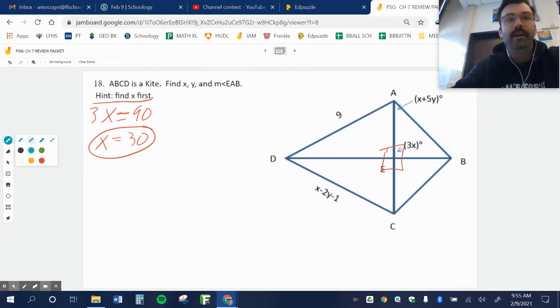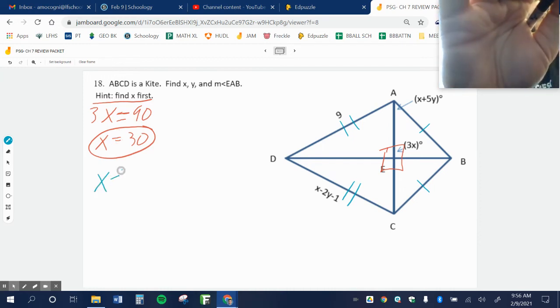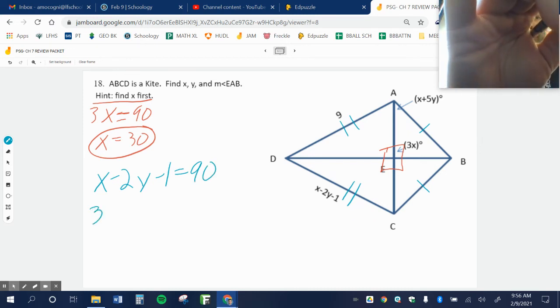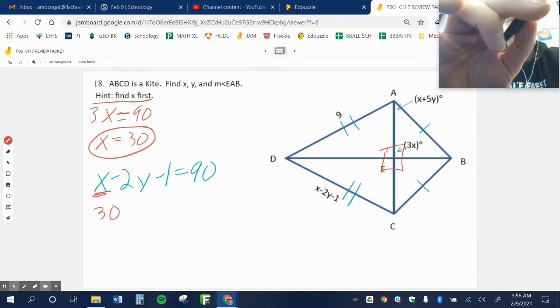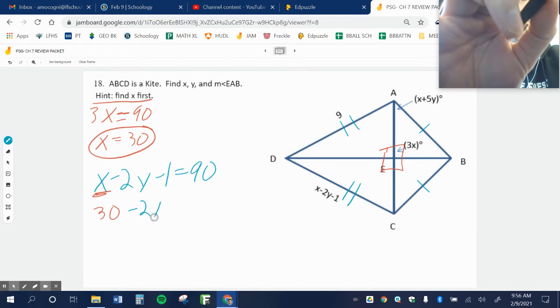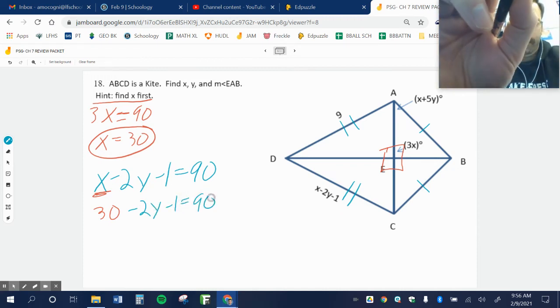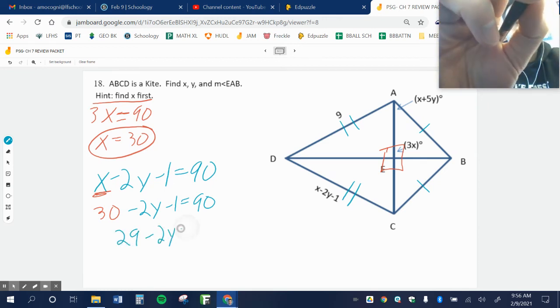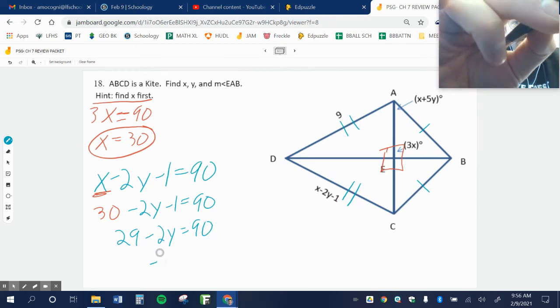I also know in a kite that these two sides are congruent and these two sides are congruent. Well, if these two sides are congruent here, then I can set x minus 2y minus 1 equal to 90, but I know that x is 30. I'm going to substitute that 30 in for x and solve for y. Excuse me, it's 29 minus 2y equals 90, negative 2y.